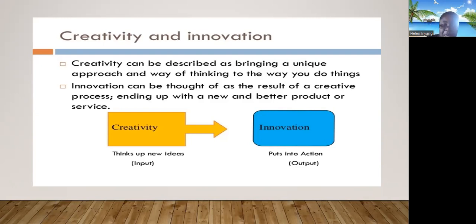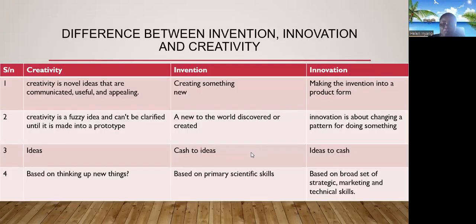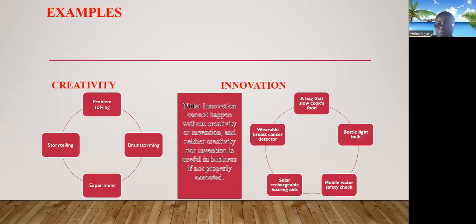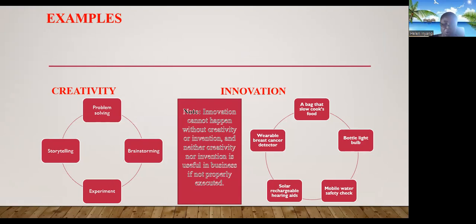Then having looked at this, let us quickly look at the different examples of creativity and innovation. These are the examples of creativity: problem solving, brainstorming, experiments, and storytelling. So let's look at them one after the other. When we talk about problem solving, it is the process of finding solutions to difficult or complex issues. Problem solving is a process of achieving a goal by overcoming obstacles. That's a frequent part of most activities.